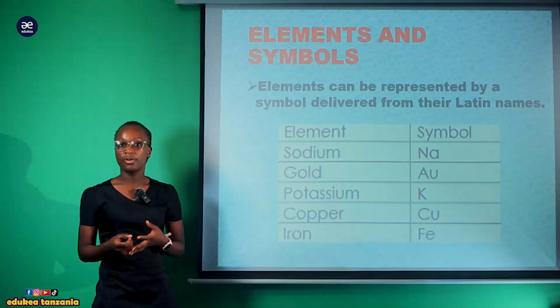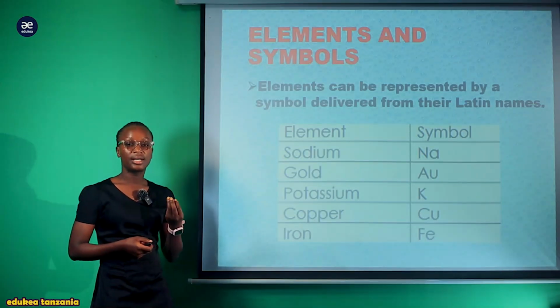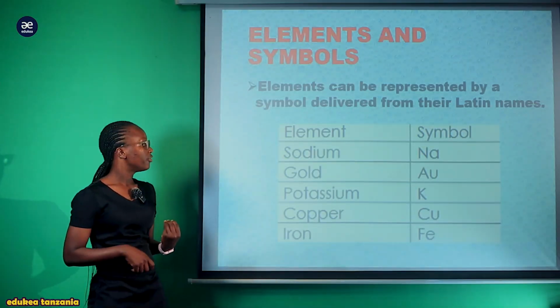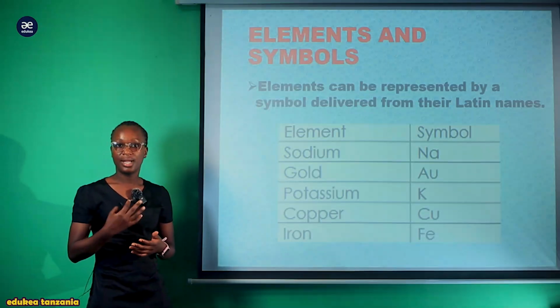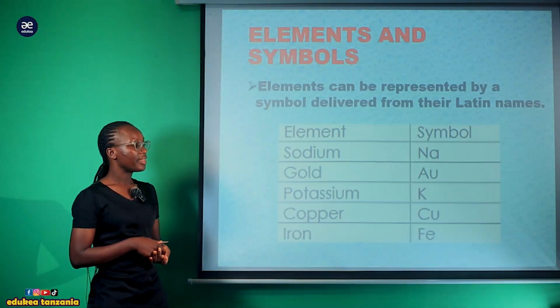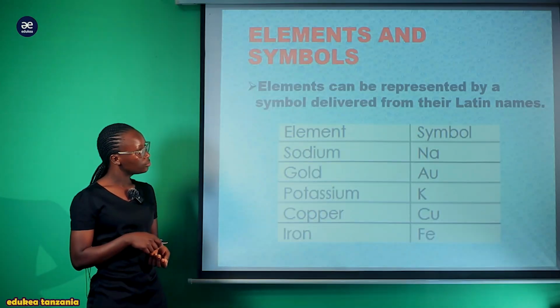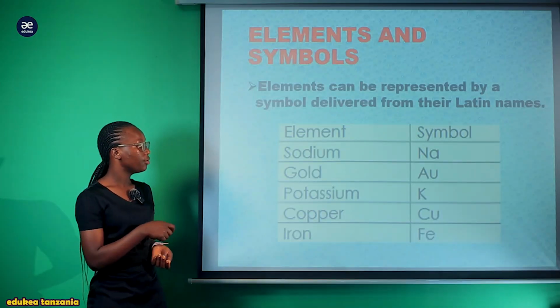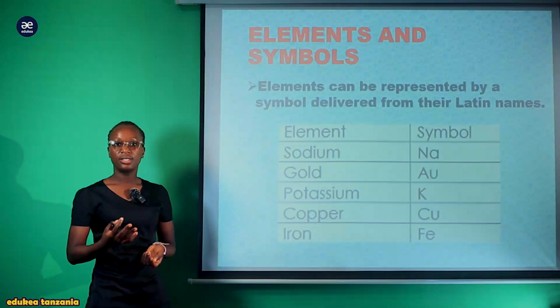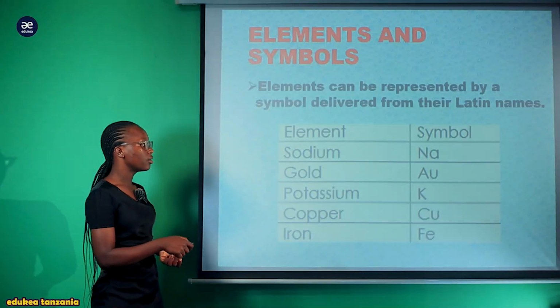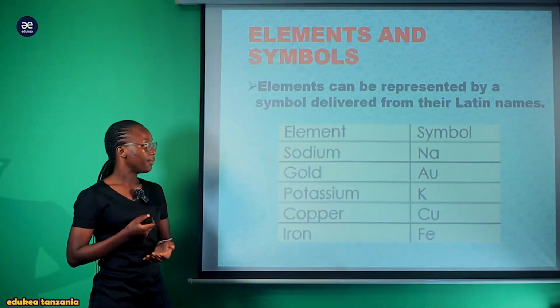For instance, for sodium we have natrium, so the symbol will be Na. The same applies to gold, we have aurum, whereby we are going to have Au. Potassium, our Latin word is kalium, so we are going to have K as a symbol. The same applies to copper, where we are going to have that one.